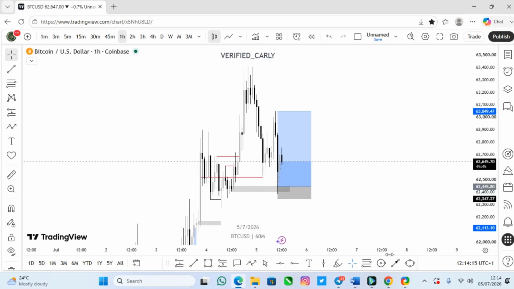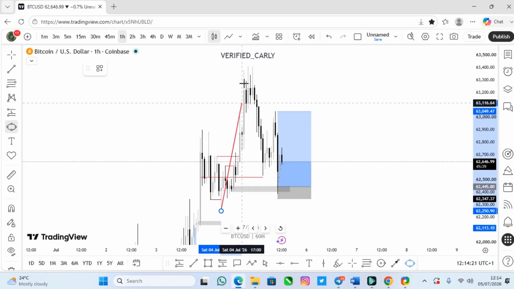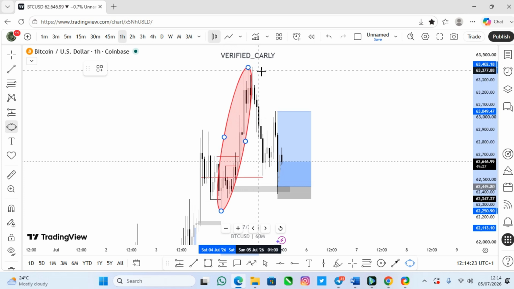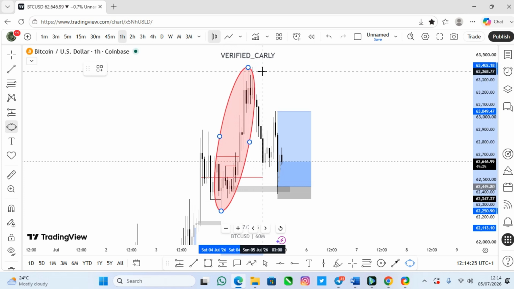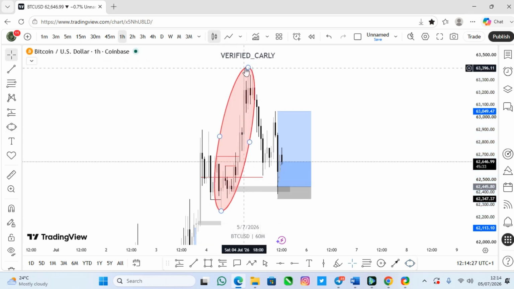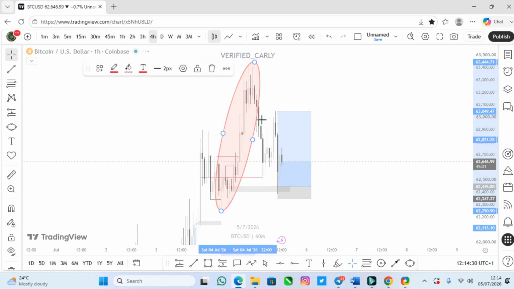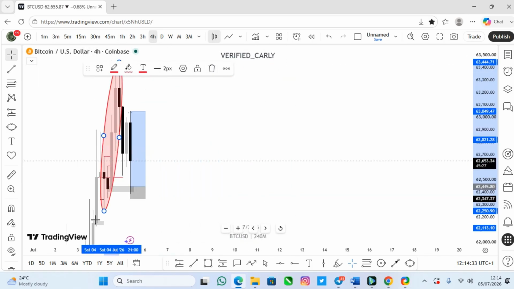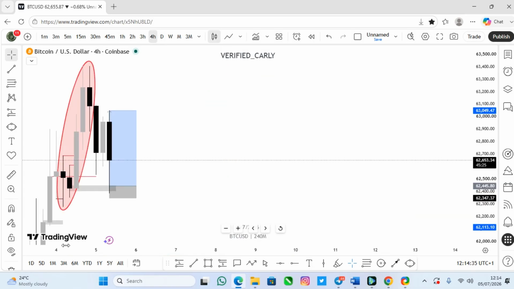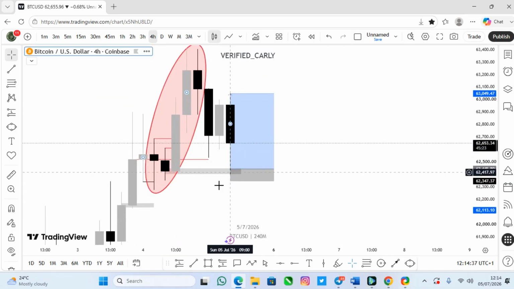Secondly, I want to see my point of interest. It is caused by a strong displacement, a strong move upward. I want to see an imbalance for price to come back and fill. If you look at this on a higher time frame, let's say the 4 hours, you are going to see the gap clearly. Let me expand this on the 4 hours.